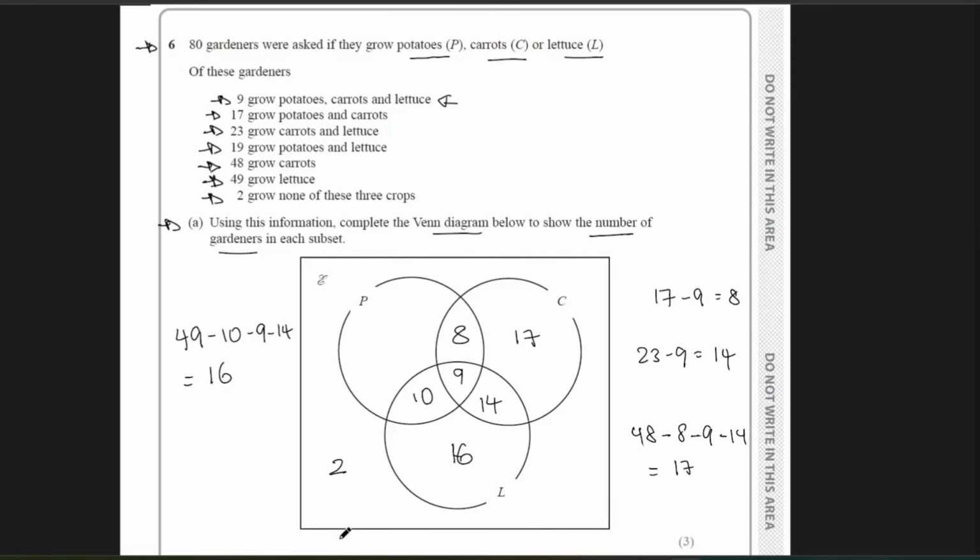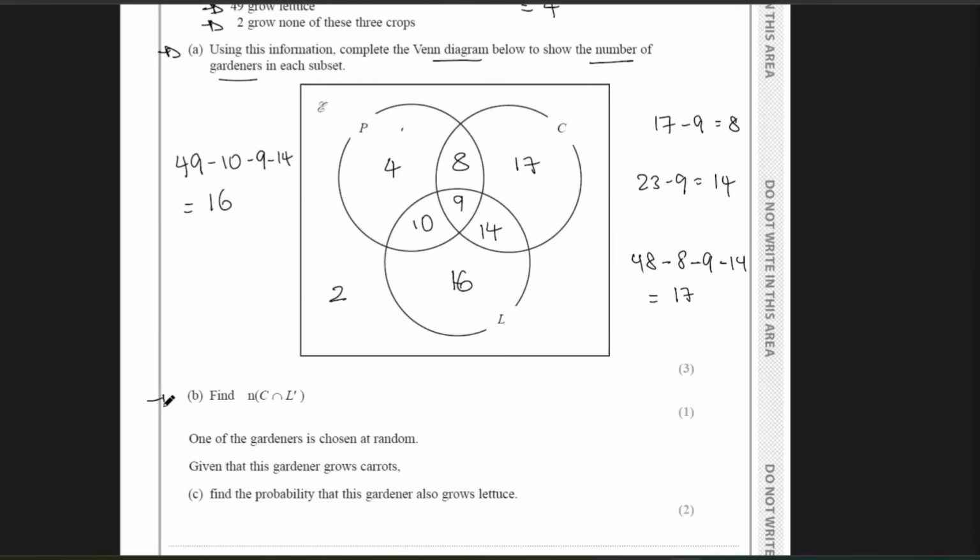2. How many gardeners do we have altogether? We have 80 gardeners. We still need to fill in the number of gardeners who only grow potatoes. So we can subtract all of these numbers from 80. We'll do 80 minus 8 minus 17 minus 9 minus 10 minus 14 minus 16 minus 2, and this gives us 4. So there are 4 gardeners who only grow potatoes. And we have a complete Venn diagram now. Question A is done. Next, question B.